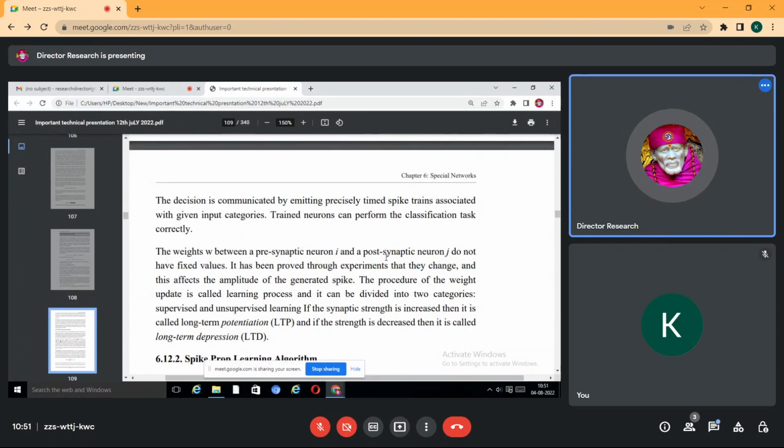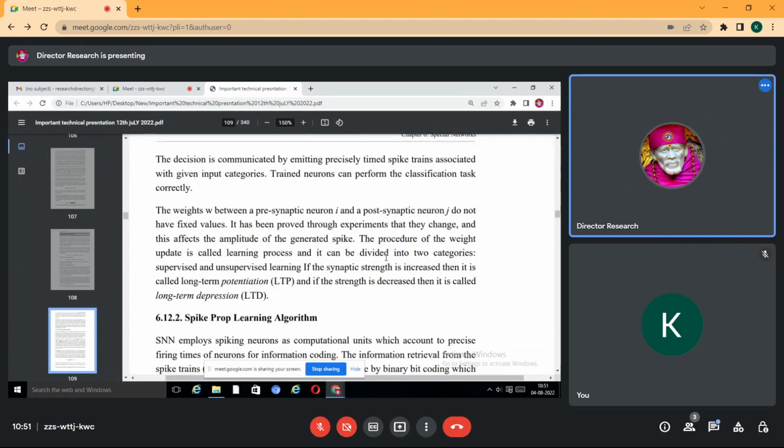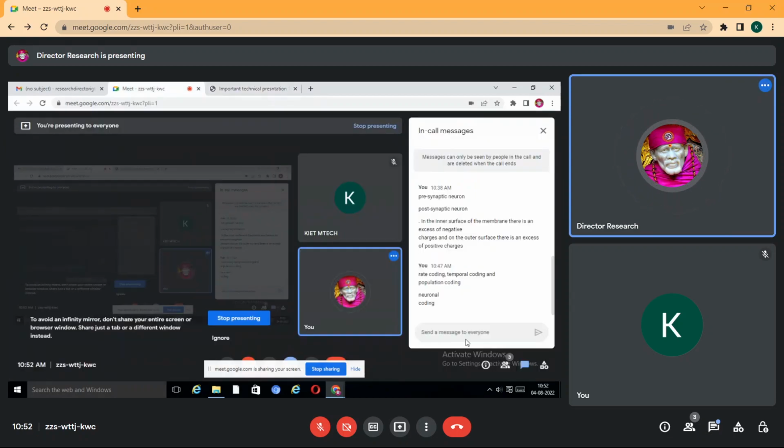The procedure of weight update is called the learning process, and it can be divided into two categories: supervised and unsupervised learning. If the synaptic strength is increased, it is long-term potentiation. If the strength is decreased, it is called long-term depression. Long-term potentiation, or LTP, and long-term depression. Both terms are important.